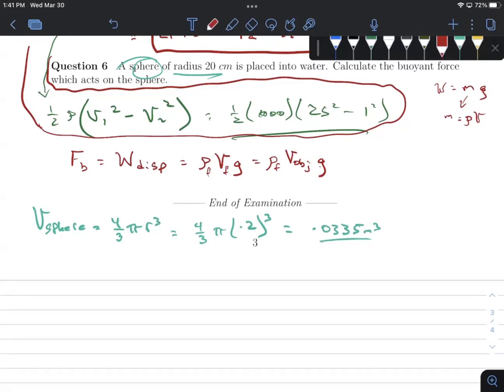I could just go ahead and plug all my numbers into this equation. The density of the fluid is 1,000. That's water. The volume, 0.0335 times 9.8. So I'll plug all this in my calculator and I get that the buoyant force, which acts on the sphere, is 328.4 newtons.